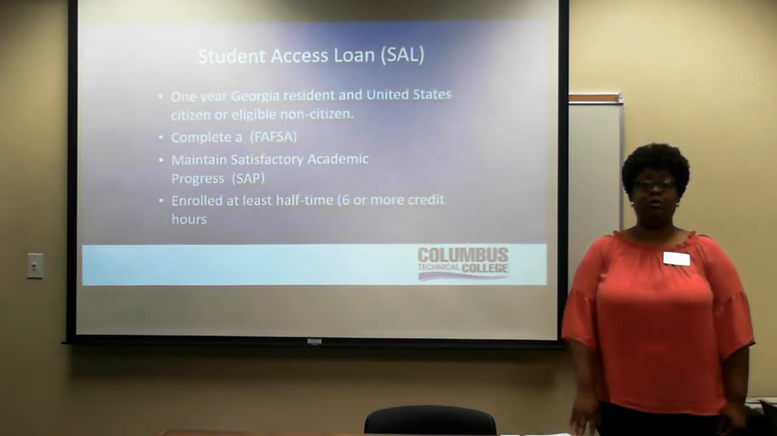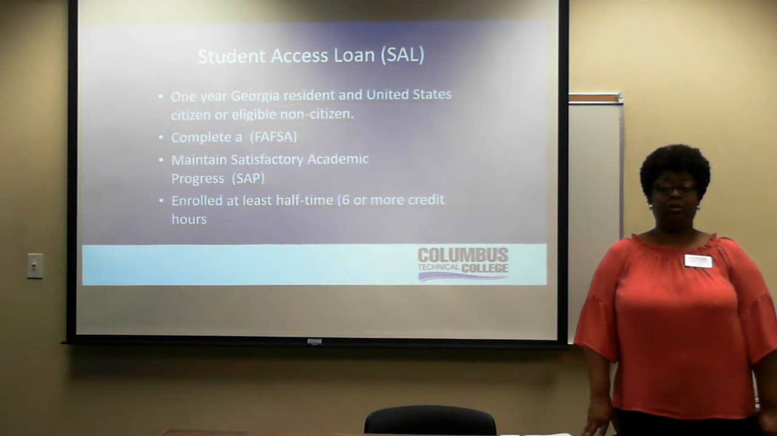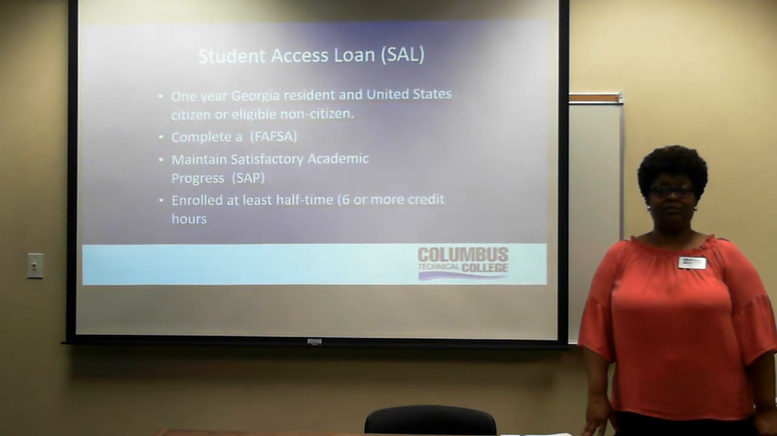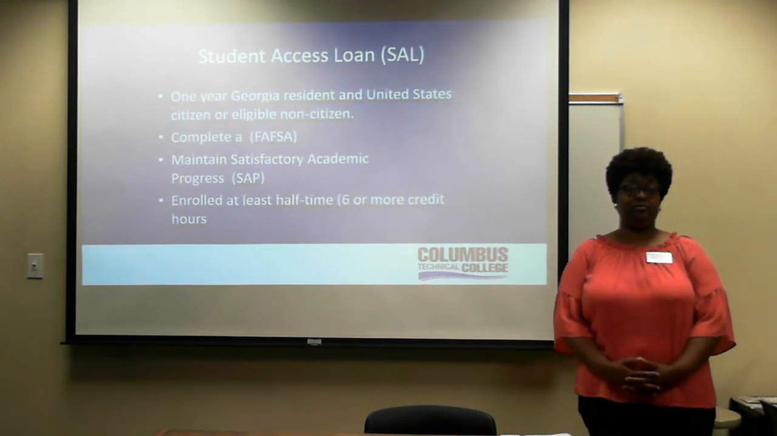A student must be a resident of Georgia for at least the past 12 months and be a U.S. citizen or an eligible non-citizen. In order to receive the student access loan, the student must complete a FAFSA. So please go to fafsa.gov to complete the proper FAFSA. Students must maintain satisfactory academic progress, and we'll talk about satisfactory academic progress in just a moment. And students must be enrolled in at least 6 credit hours in order to apply for the student access loan.